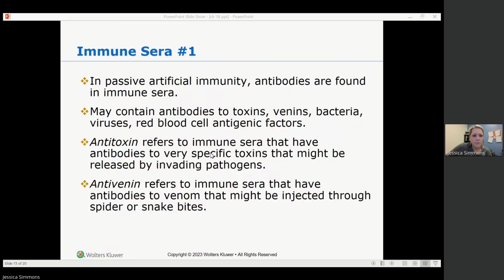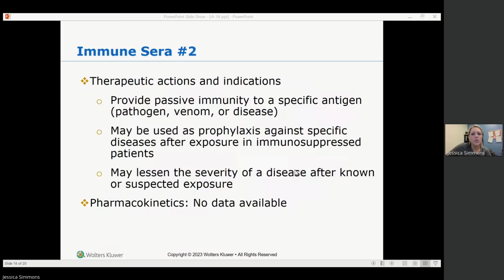Immune sera. In passive artificial immunity, antibodies are found in the immune sera. It may contain antibodies to toxins, venins, bacteria, viruses. There's antitoxins, which I talked about with tetanus. Tetanus is a toxin, so the tetanus vaccine is an antitoxin. It refers to the immune sera that have antibodies to very specific toxins that might be released. And then antivenom, which obviously is like spiders, snakes. So these provide passive immunity to a specific antigen.